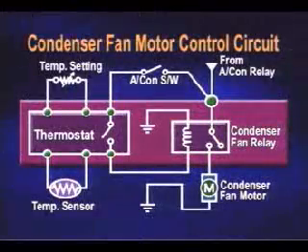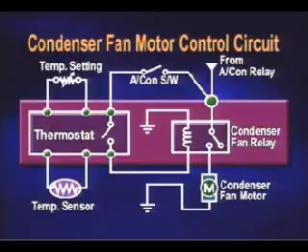Next, let's move on to the condenser fan motor control. This screen shows the condenser fan motor control circuit diagram. Power is supplied through the air conditioner relay, and it waits at the switch terminal of the condenser fan relay and air conditioner switch.